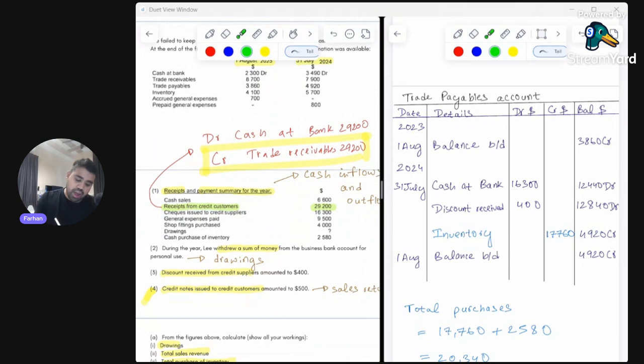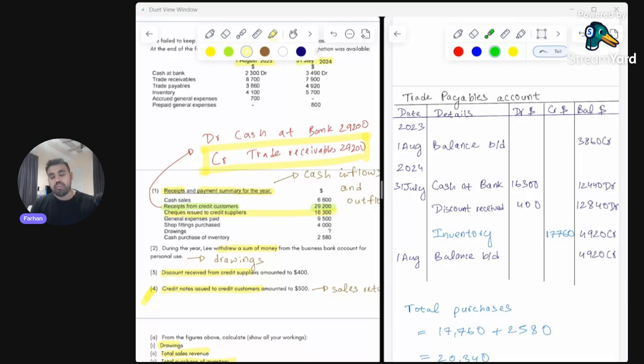The only transaction that I can find is this one: checks issued to credit suppliers. Okay, so checks issued to credit suppliers of $16,300. Whenever we are issuing a check to our credit suppliers, we are using our funds available in our bank account. This means that the bank account decreases in value. And when the bank account, which is an asset account, goes down in value, we have to credit it, because when assets go down, we credit them. So we would be crediting the cash in bank account.